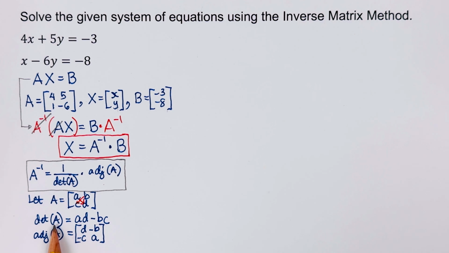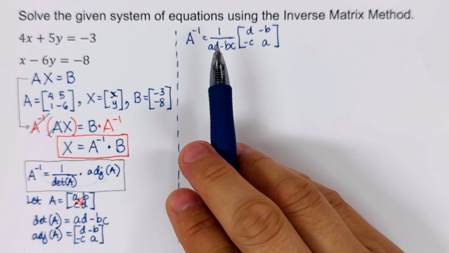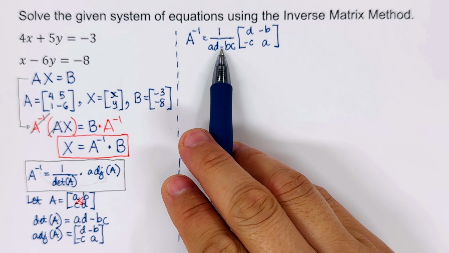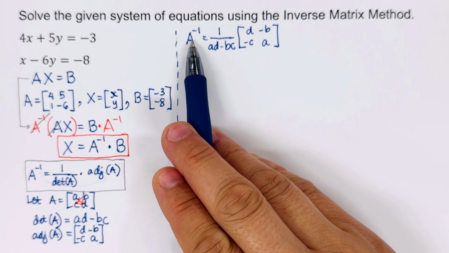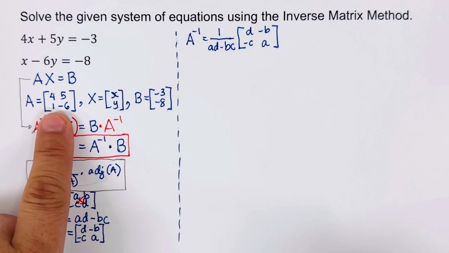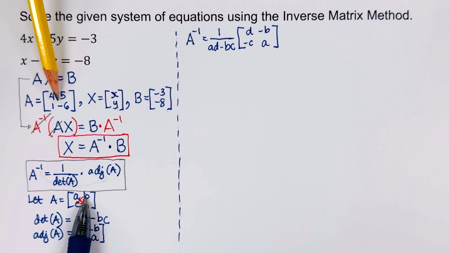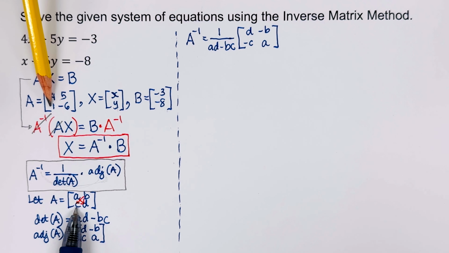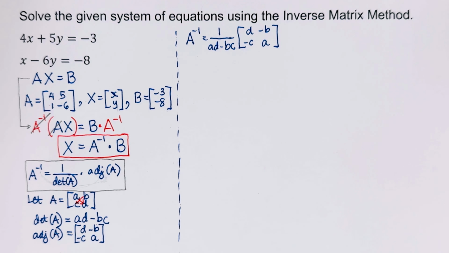Now, let's plug this into the general equation for the inverse of a matrix. So this is the specific equation to find the inverse of a 2 by 2 matrix. Again, this works only for a 2 by 2 matrix. In our matrix A, a is 4, b is 5, c is 1, and d is -6. I'm going to write those values down here.